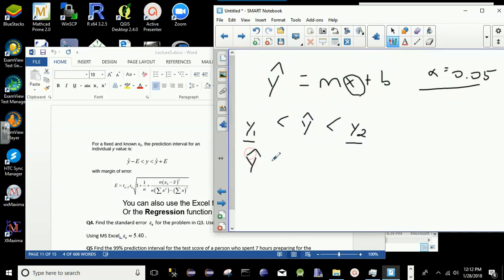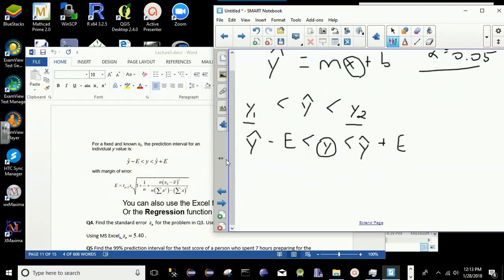What you'll do is find a margin of error for y1, and you'll find a margin of error for the right endpoint. Then you'll use those margins of error to get y1 and y2. So it's your predicted value minus the margin of error for y1, and your predicted value plus the margin of error for y2, and that would be the prediction interval for y at a given x.